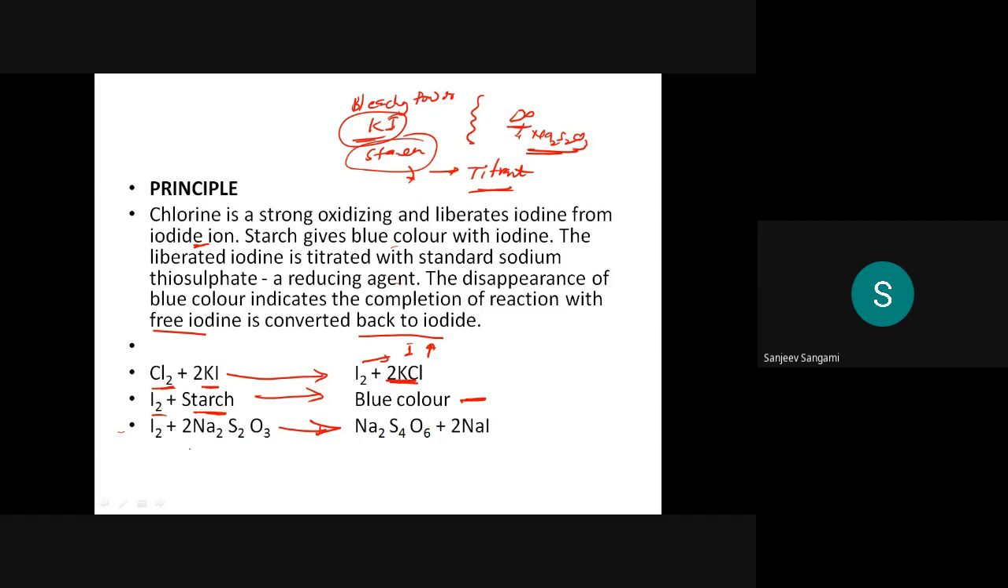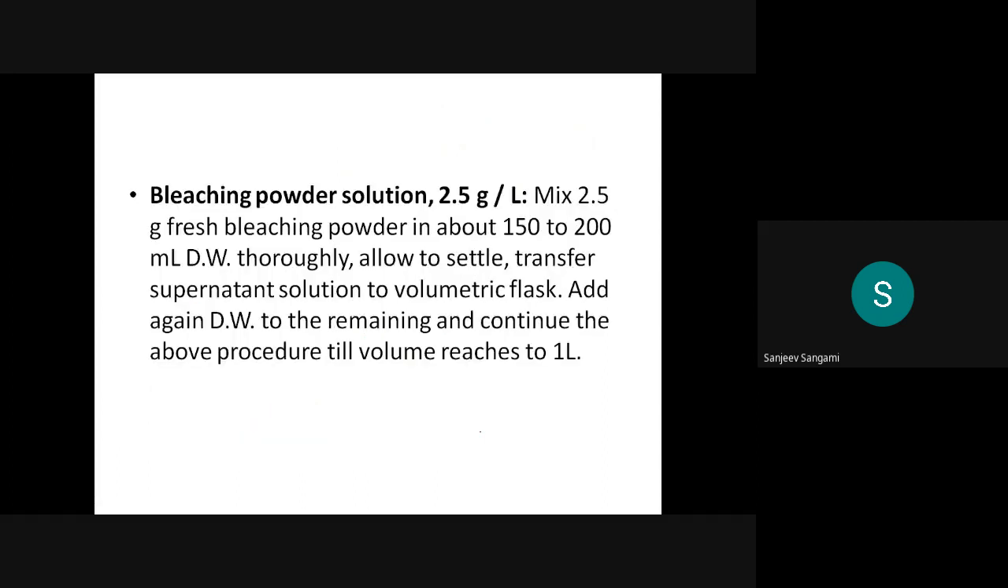When iodine mixes with sodium thiosulfate, which is the titrant, it gives Na2S4O6 and again sodium iodide. Okay, this is the principle behind the experiment. Then how to prepare this bleaching powder solution in the laboratory?